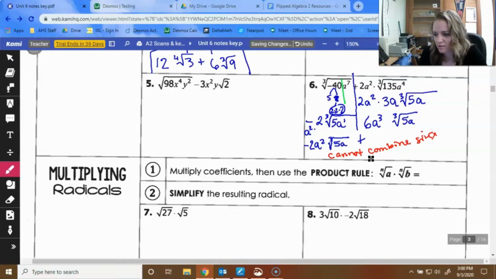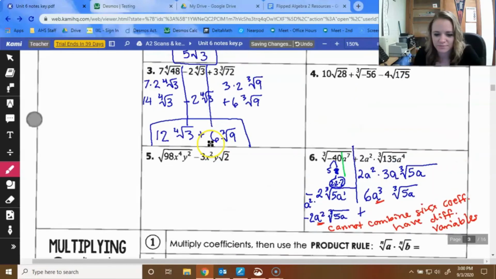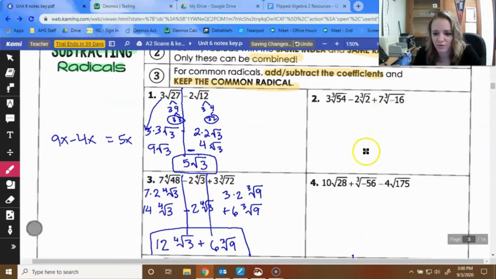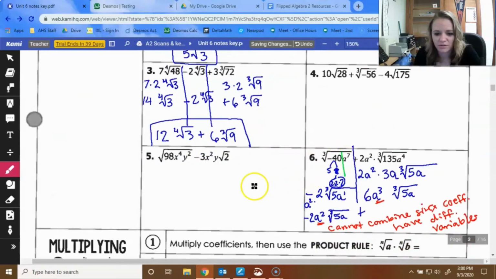Cannot combine, since the coefficients have different variables. And that's this: the a cubed and the a squared are different, so that throws it off. Okay, unfortunately. Alright, why don't you go ahead and try these other three on your own.